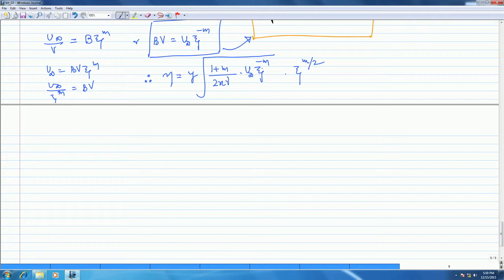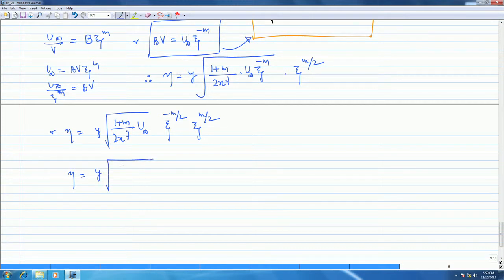So we'll take zeta outside, right? So eta is y under root 1 plus m by 2x nu u infinity zeta to the power minus m by 2 zeta to the power m by 2. So these two cancel out, and what I'm left with, therefore, is eta equal to y under root 1 plus m by 2x nu u infinity. I hope you see some similarity or pattern with the eta that we had for a flat plate.